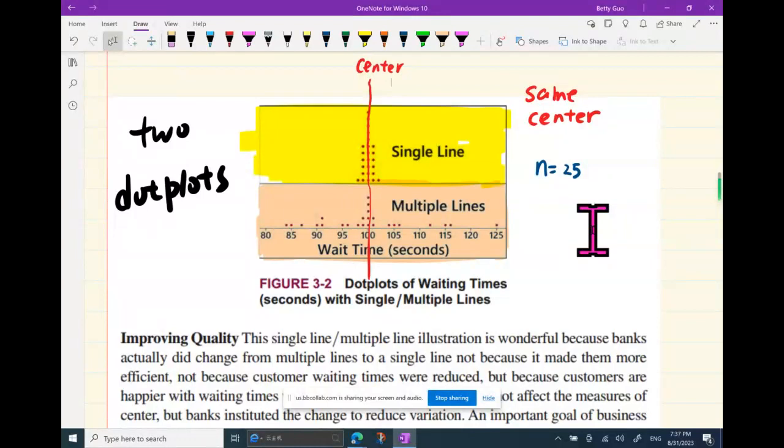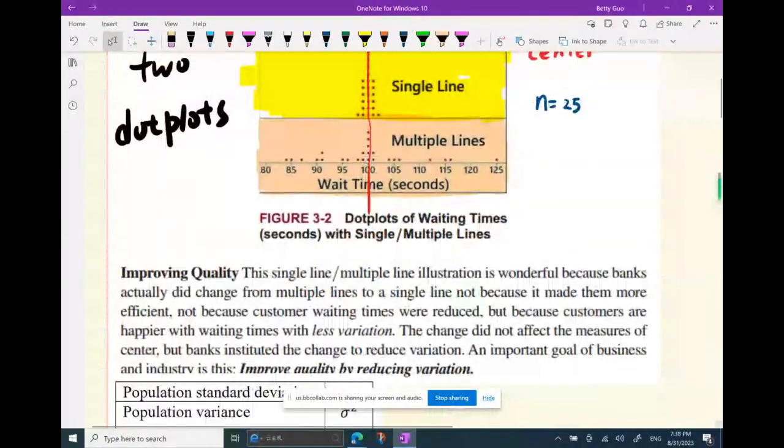So majority of people, I think, would like the one with more consistent services. Okay, yeah, so let's read this part. The single line / multiple line illustration is wonderful because banks actually did change from multiple lines to a single line, not because it made them more efficient, not because the customer waiting times were reduced, averagely speaking, but because customers are happier with waiting times with less variation, more consistent.